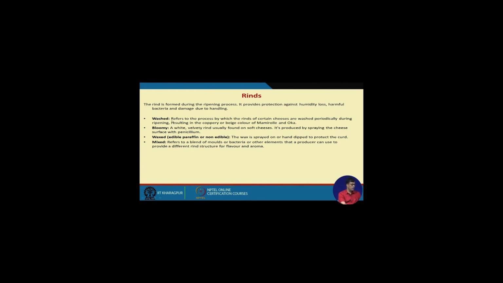One is washed rind, which refers to the process by which the rind of certain cheeses is washed periodically during ripening, resulting in the coppery or beige color of Maroilles and Epoisses. Then blooming, white and velvety, a rind usually found in soft cheese. It is produced by spraying the cheese surface with penicillium. Wax is edible grade paraffin and non-edible, both can be used, but usually we prefer the edible grade paraffin.